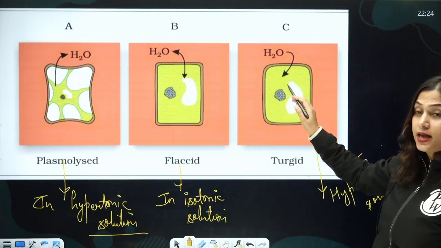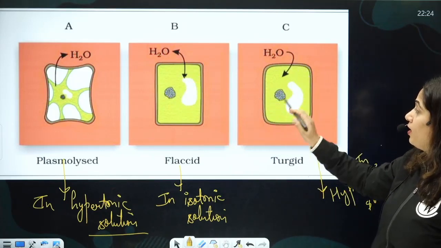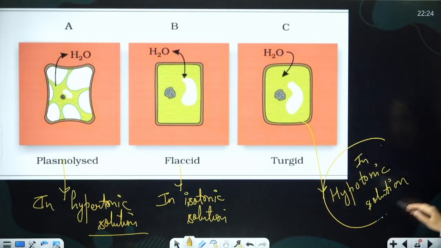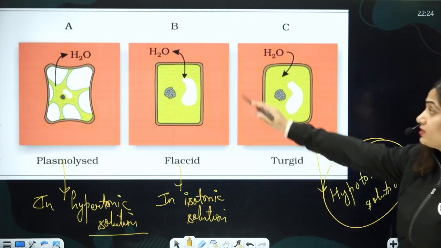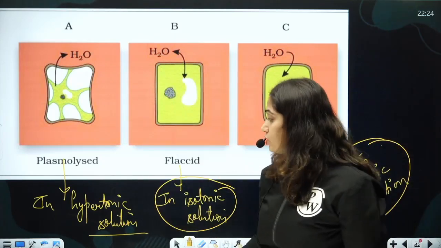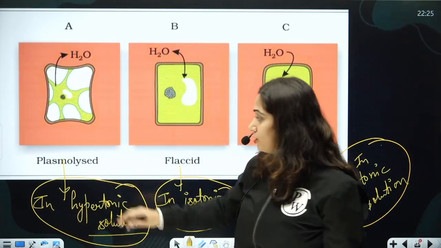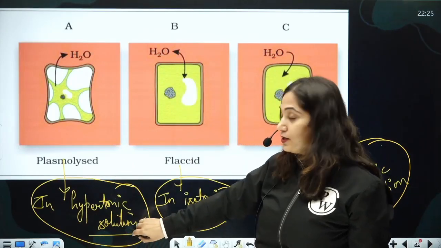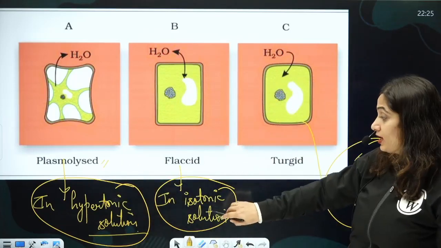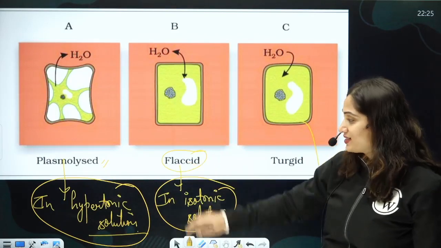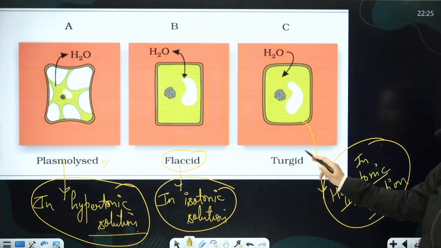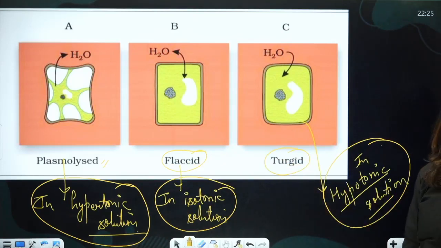Here you can see that the water is coming into the cell. So obviously, this is a cell which is present in hypotonic solution. This is a cell which is present in isotonic solution. And this is the cell which is present in hypertonic solution. So obviously, when the cell is put in hypertonic solution, it is called plasmolyzed. When it is present in isotonic solution, it is called flaccid. And when it is present in hypotonic solution, it is called turgid. Okay?